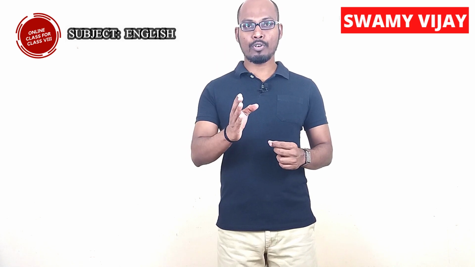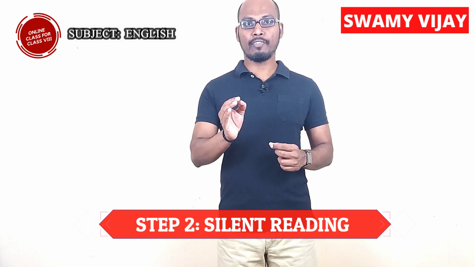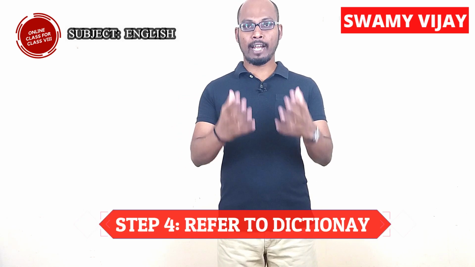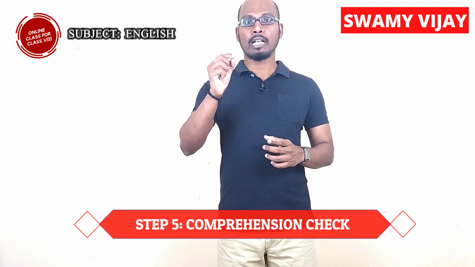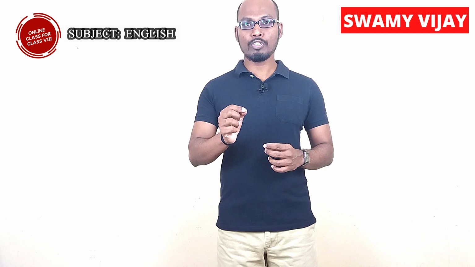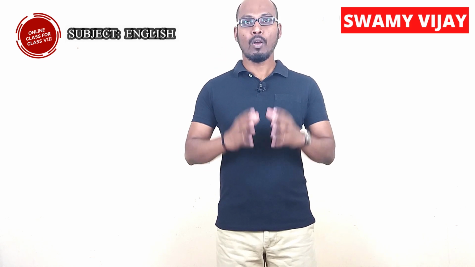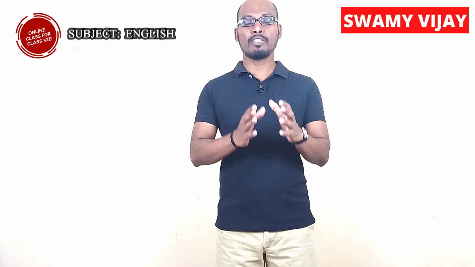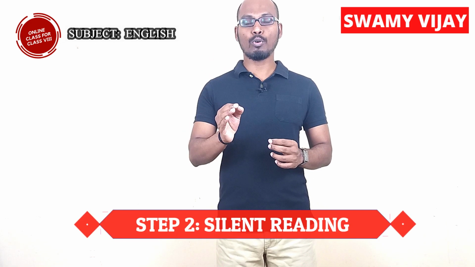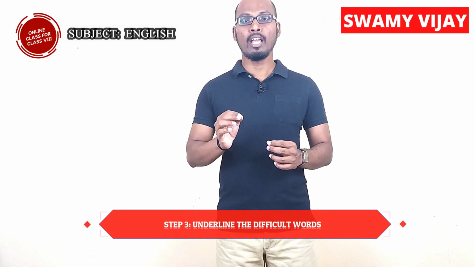First practice loud reading, then practice silent reading. While reading, if you find any difficult words, underline them, refer to a good dictionary and find the meaning and uses of those words. Then come to comprehension check 2, read the questions and find the answers in part 2 of the textbook. Once you complete comprehension check 2, come to comprehension check 3, read the questions and find the answers in part 3 of the textbook.